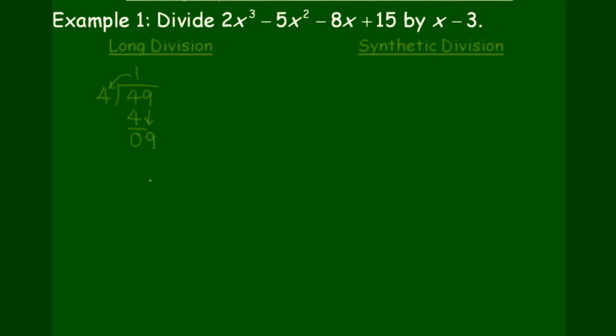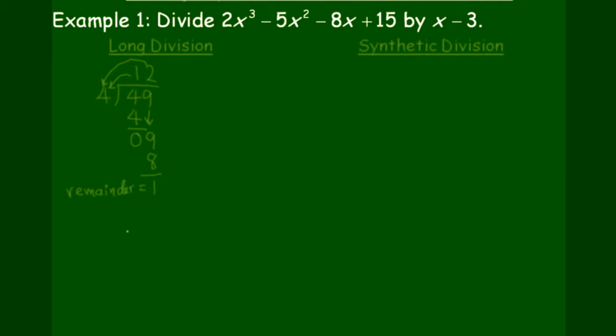Then the next thing you do is bring the 9 down, and 4 goes into 9 twice, so we write that 2 up here. Now 2 times 4 is 8, so we put an 8 here and subtract. 9 minus 8 is 1, and of course that is the remainder, 1.